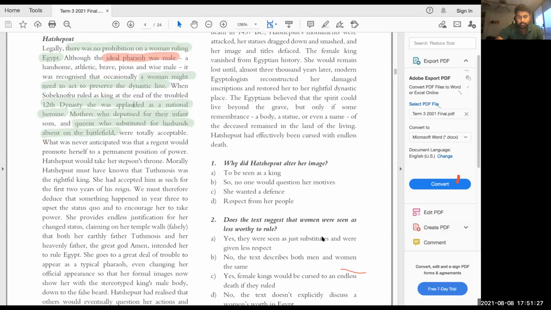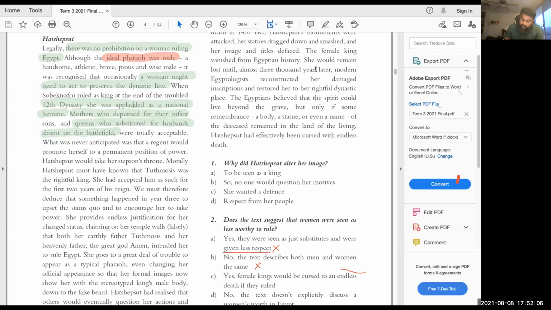Okay, question 1: Does the text suggest women were seen as less worthy to rule? Yes, they were seen as just substitutes and were given less respect. No, I don't think that is correct because Hatshepsut was given a lot of respect. When she died, they put her in the Valley of the Kings. So I don't think that they were given less respect. No, they are seen as equals because the text describes both men and women as the same. Incorrect. The text never says that.